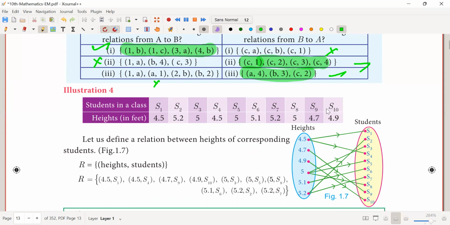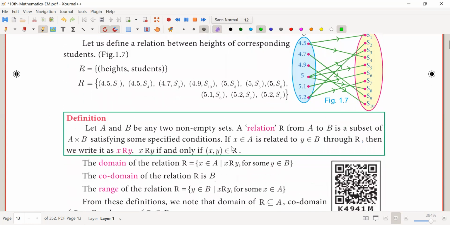First complete student 3, student 4, 4.5. 4.5 is related to, we have already done this. Then 5 is related to S5. Then 6, 5.1. 5.1 is related to 6. Then 7, 5.2. 5.2 is related with 7. Already we have done it for 2 also. One by one, when we go, it will be easy. You won't be missing anything. 10 lines will be related from here to here. This is relation.